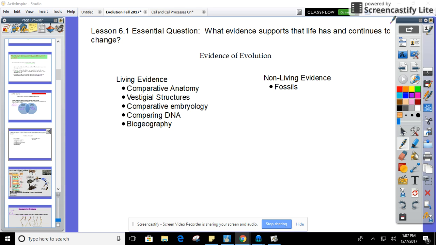Lesson 6.1 is continued as we look at evidence that supports life, and it continues to change. As we already mentioned, Darwin had some ideas and questions, so he needed to collect evidence to support what he was thinking about life changing and that life shares a common ancestor. He collected evidence, and I have them in two categories: non-living evidence, which includes fossils, and living evidence. Some of these things Darwin did not know, and I will point those out as we go through.